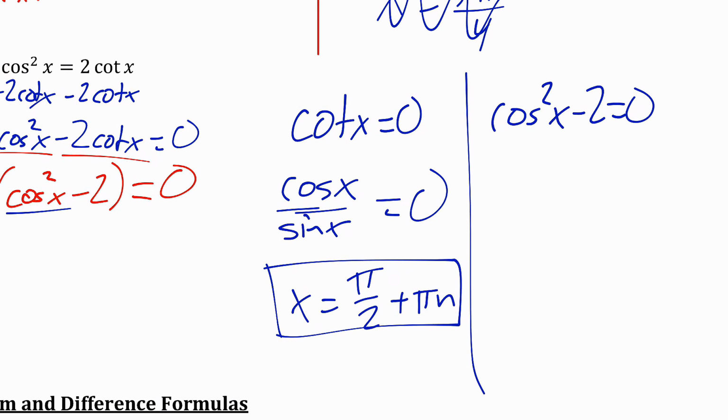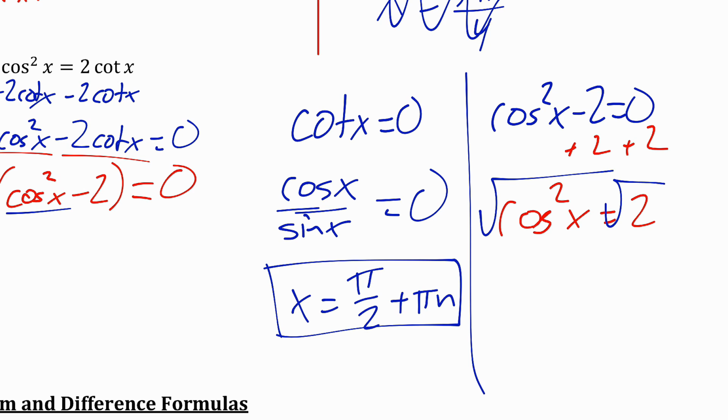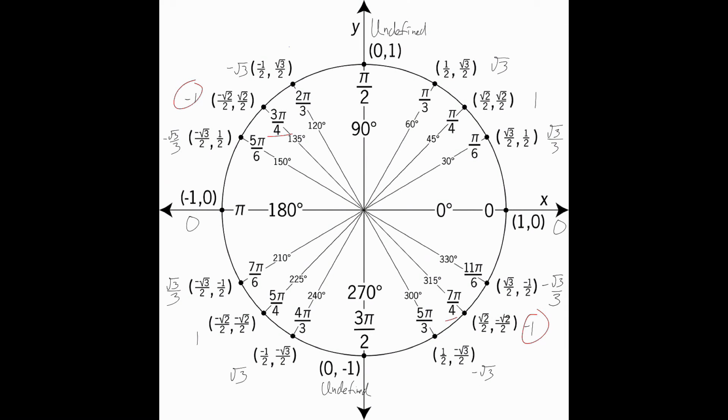Now for the cosine squared one, I'm going to add 2 to both sides. And we got cosine squared of x equals 2. And we'll take the square root of both sides. And we got cosine of x equals, well, technically plus or minus the square root of 2. Now we look at the unit circle. The highest cosine value we get is positive 1. The lowest we get is negative 1. The square root of 2 is like 1.4 something. It's bigger than 1. It's outside of this domain.